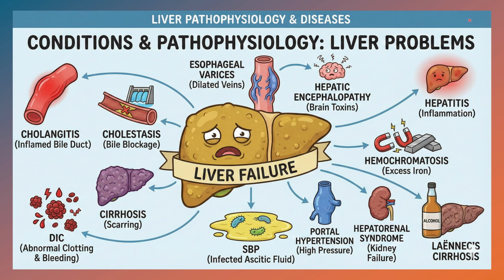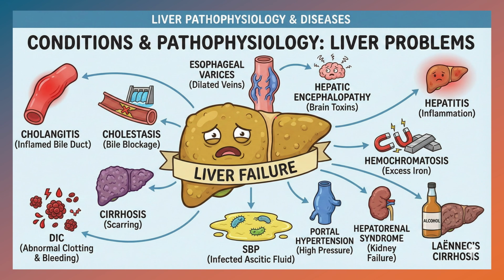The next, we have esophageal varices. So it's abnormally dilated and twisted veins in the esophagus caused by portal hypertension. Dilated veins in the esophagus, right? Because that's why I say esophageal. So it's caused by portal hypertension, prone to bleeding.